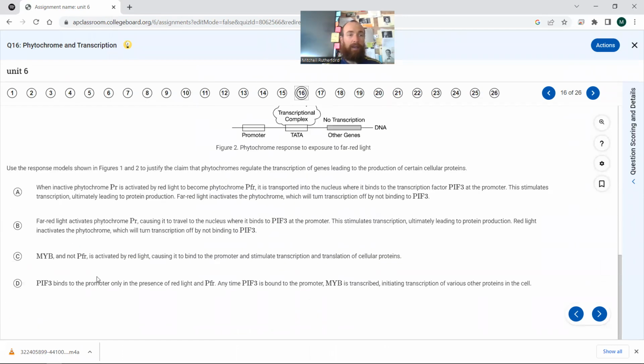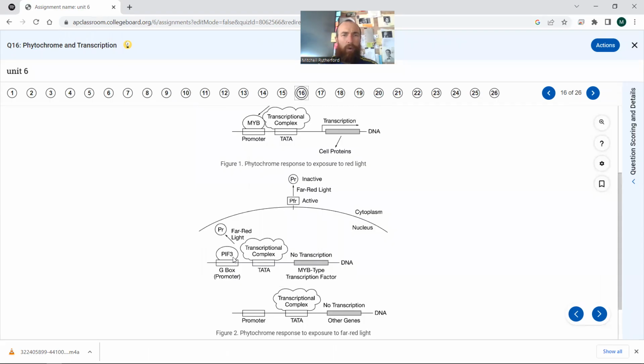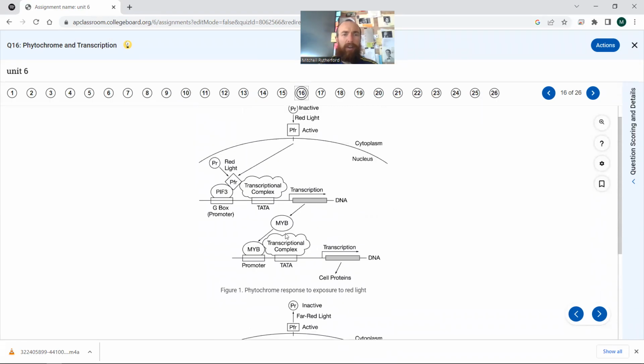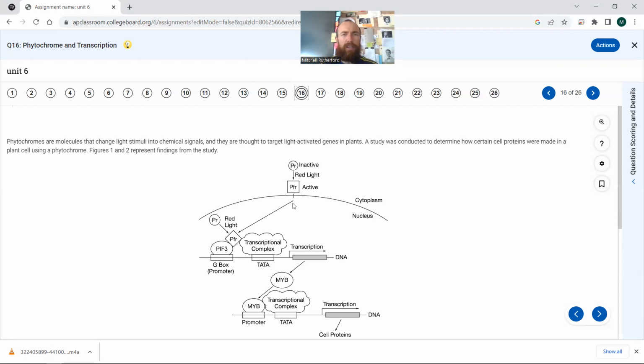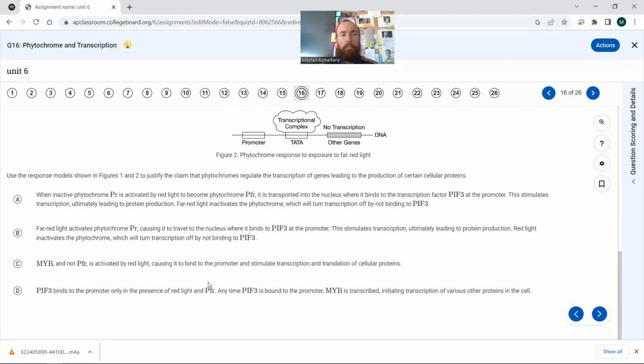So I like A, but again, C and D, they're shorter answers. And A just seems so clean. And B seems like the opposite of A. B is clearly wrong. I'm like an A. These PFR not activated by red light, causing it to bind a promoter. And why are we talking about MYB? Like what? That is nothing. MYB is at the very end here. That's not what's reacting to red light. They're just distracting you. And then PIF3 binds the promoter only in the presence of red light and PFR.